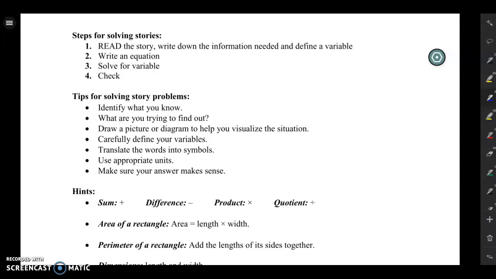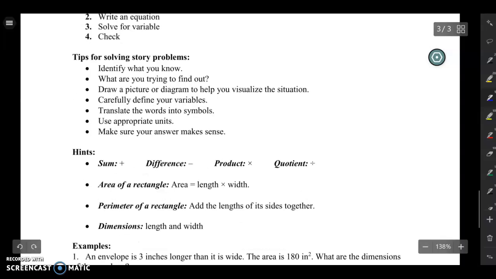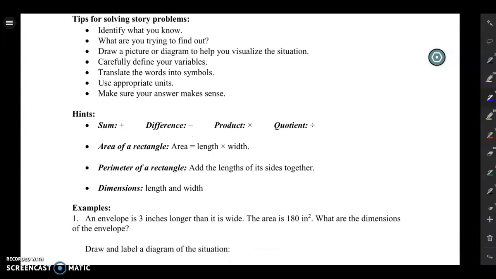Make sure you're using good units. And then at the end, make sure your answer actually makes sense. Okay? And then here are some hints that are also just good things to remember.